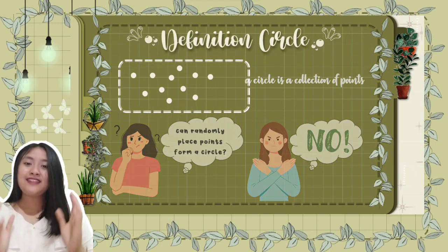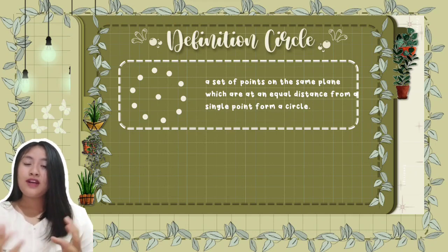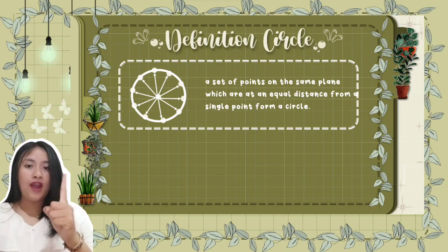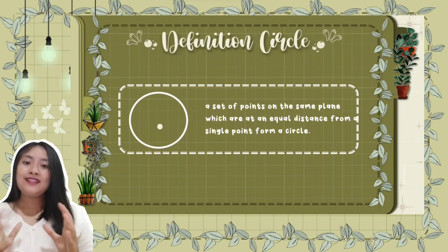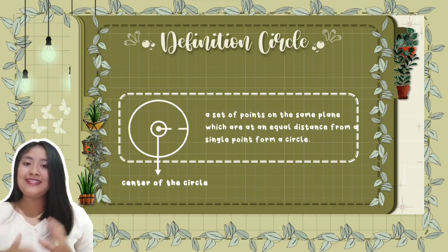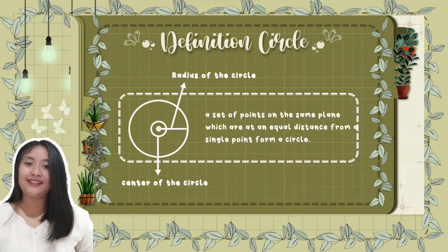That's right, a set of points on the same plane which are at an equal distance from a single point form a circle. Yes, a set of points on the same plane at an equal distance from one single point. This single point is called the center of the circle, and this distance between the center and all the points is called the radius of the circle.